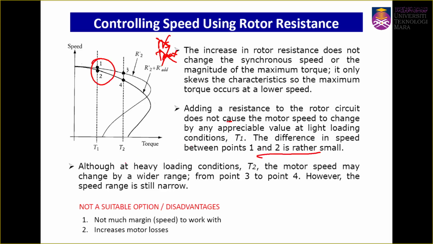The difference is small. Although at heavy loading conditions, at T2, the motor speed may change by a wider range. See, you have a wider range from point 3 to point 4. However, the speed range is still narrow, and therefore, it is not a suitable option. Disadvantages, not much speed margin, as I mentioned here. And it also increases the motor losses because you add more resistance. Okay, therefore you have I squared R. Remember, you have I squared R here. So you have additional loss.